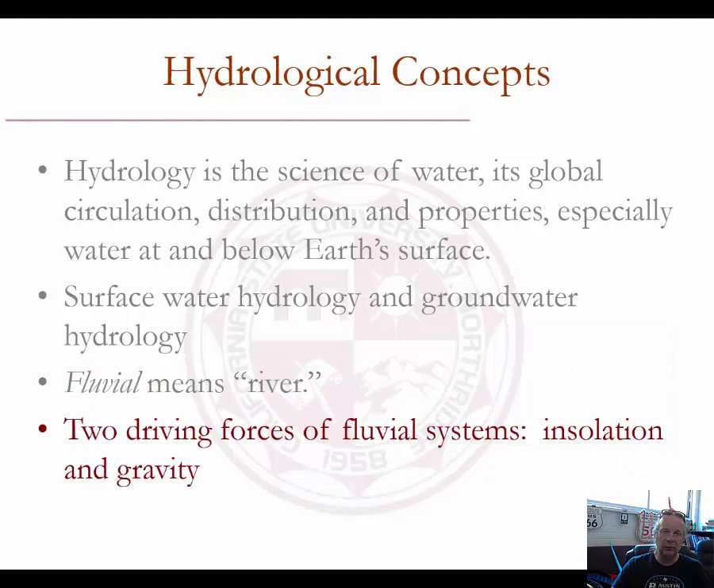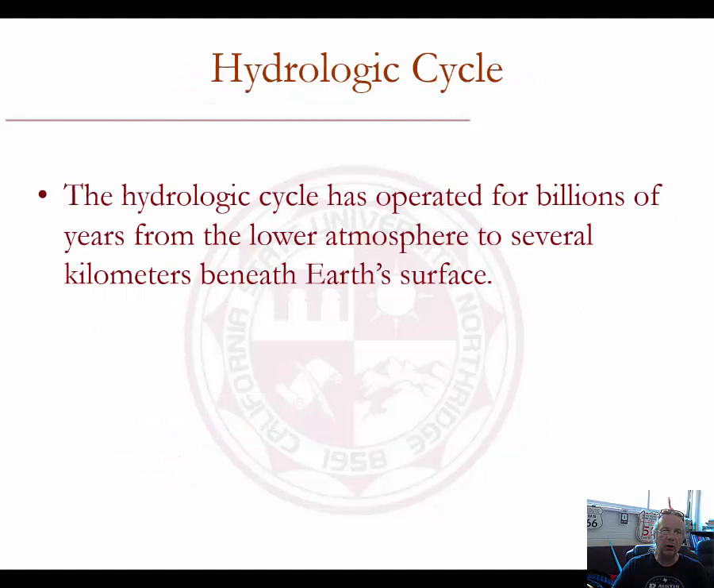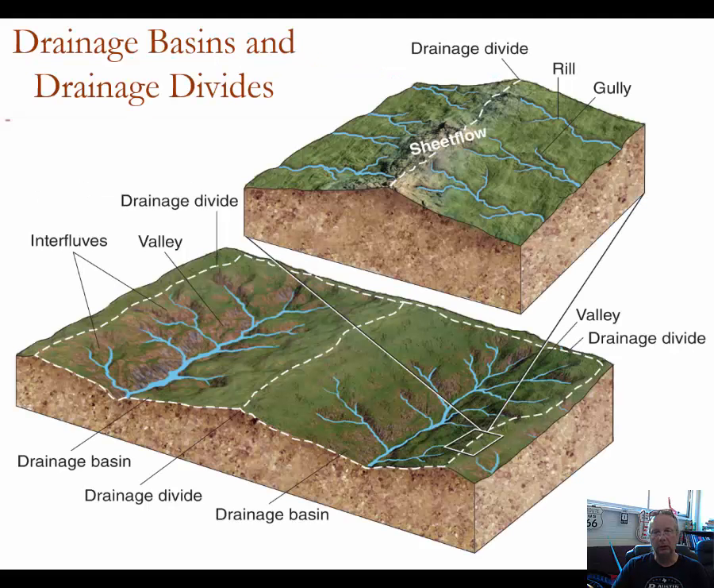Geomorphology means the shape of the earth, and so fluvial geomorphology is about how rivers shape the earth. Two major driving forces: insolation, so rivers actually begin with the hydrological cycle, rain, and then gravity. Billions of gallons of water move between the lower atmosphere and several kilometers beneath the Earth's surface, and the vast majority, of course, is in the ocean, but the part that's in rivers plays an exceptionally outsized role for human development. Most cities are on rivers.